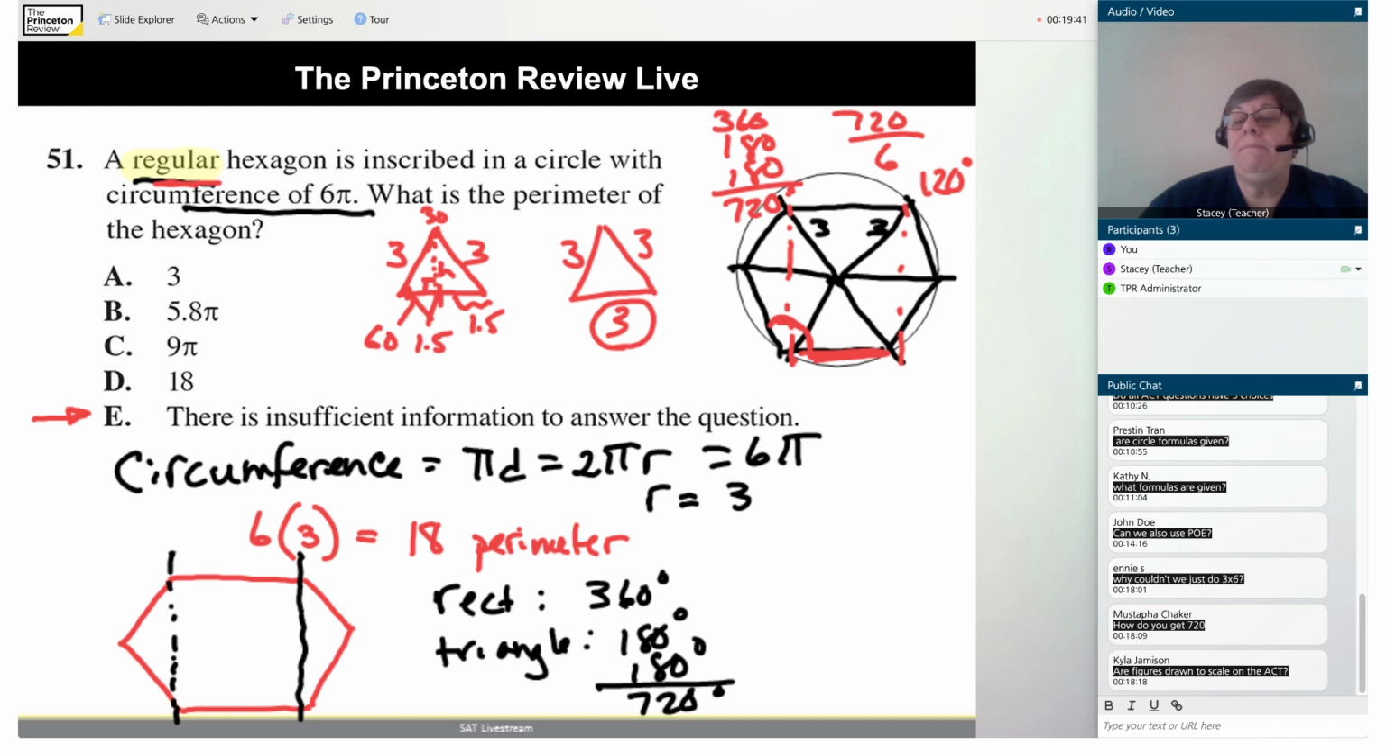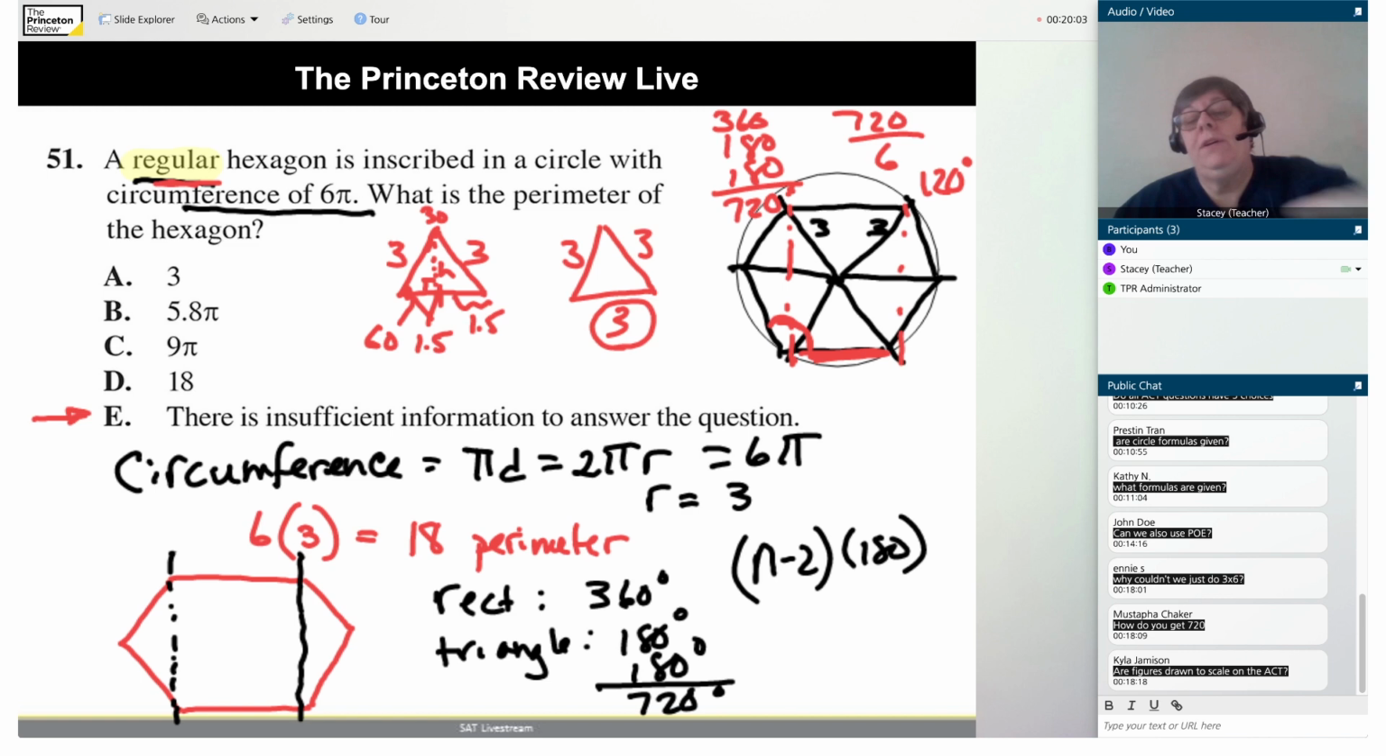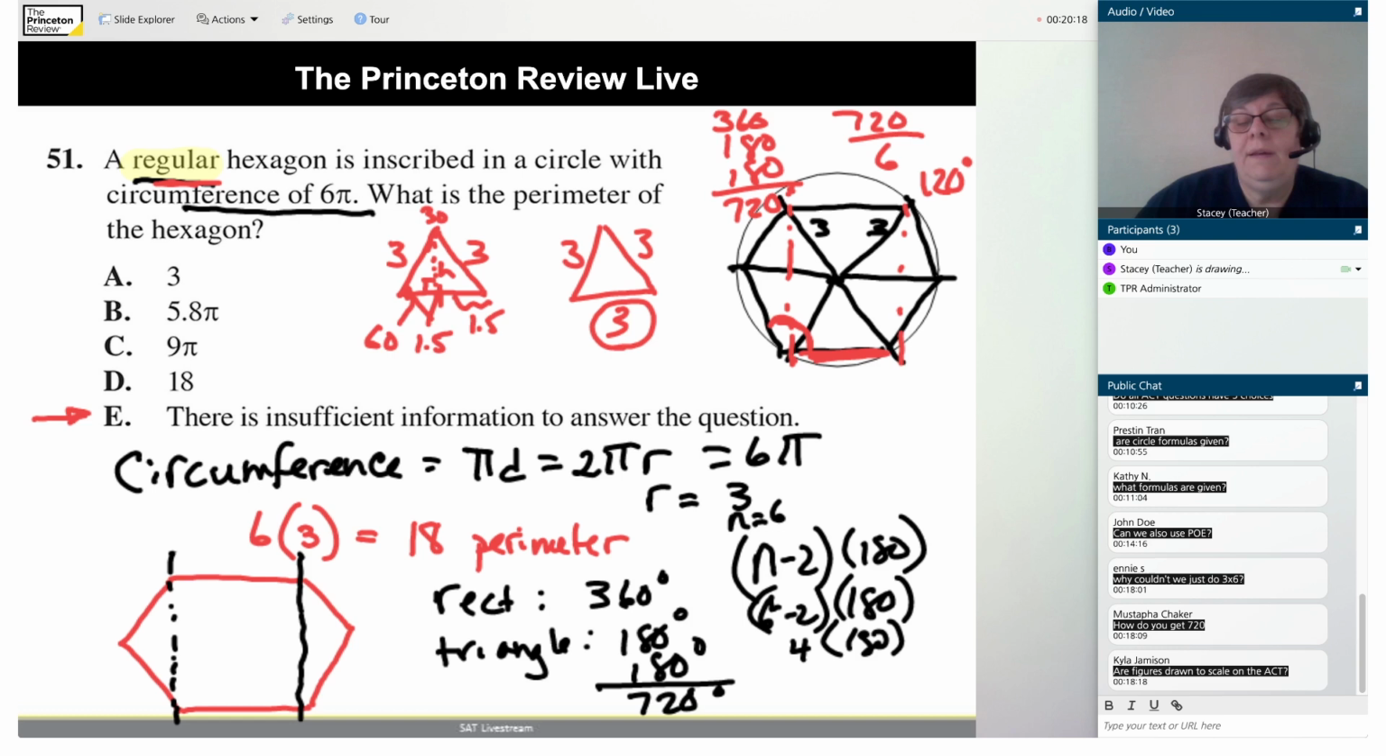Now, there's a formula you guys may remember or may not. N minus 2 times 180. That's another way to figure out how many degrees I have in my figure. In our case, N is 6 because we have a hexagon. So 6 minus 2 times 180, or 4 times 180, is also 720. So once again, there's more than one way to get to the answer choice. I can break it up, or if I remember my formula, I can do n minus 2 times 180. Mustafa, does that help you?